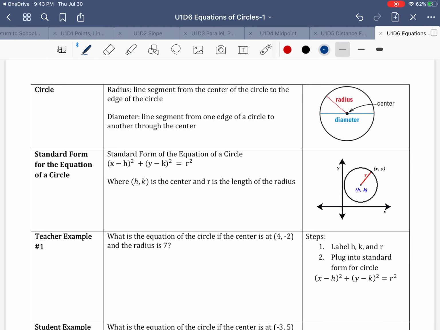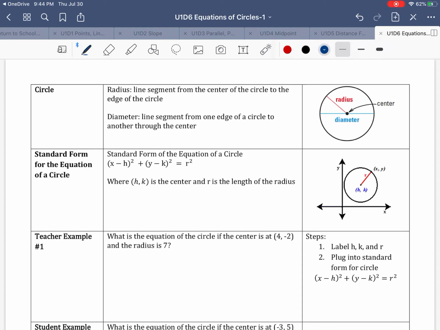Now, in a circle, we have 2 important segments that we talk about, all right? Both of which have to do with the center of the circle. So if we're going from the center to the edge, that value is always called the radius. And we have it in red right here. You could also have the radius over here, right? Or going through here or here, right? Anything from the center to the edge of the circle would be considered a radius.